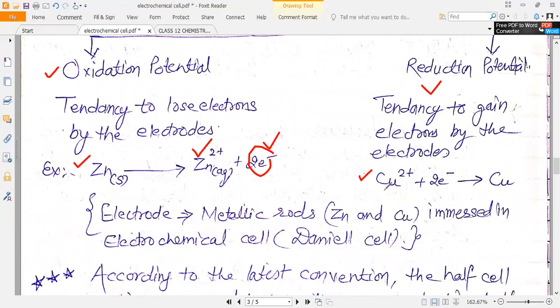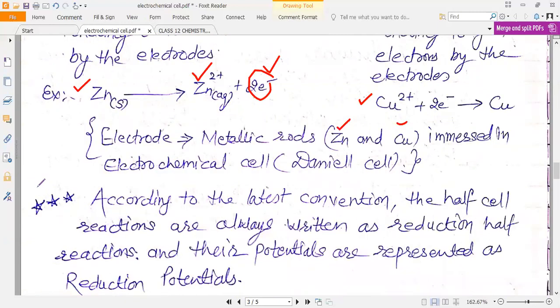So we can represent this in this manner, and we know very well, dear student, what the electrodes are. Electrodes are metallic rods. In the case of the Daniell cell, the metallic rods are a zinc rod and a copper rod. The zinc rod is immersed in an aqueous solution of zinc sulfate, and the copper rod is immersed in copper sulfate solution.